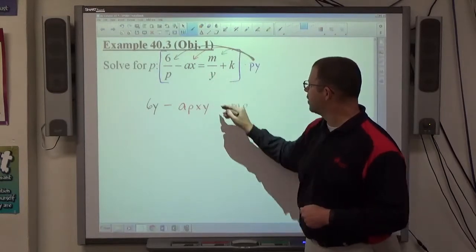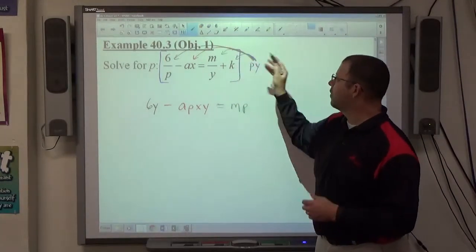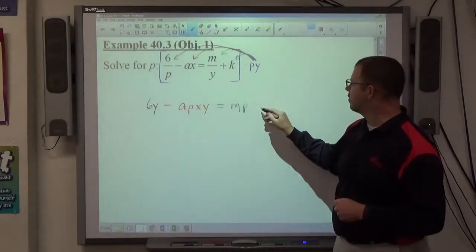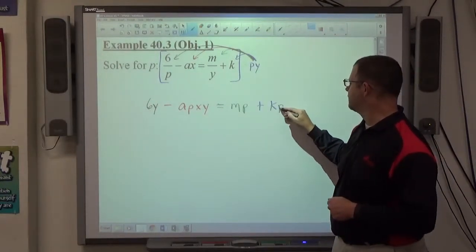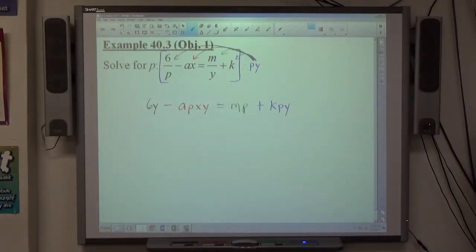And notice there's an equal sign there, so make sure the equal sign shows up where it belongs. And then I got k times py, again, no fractions, no cancellation, I get plus kpy. That step is very, very important every single time. Make sure it happens, make sure you do it correctly.